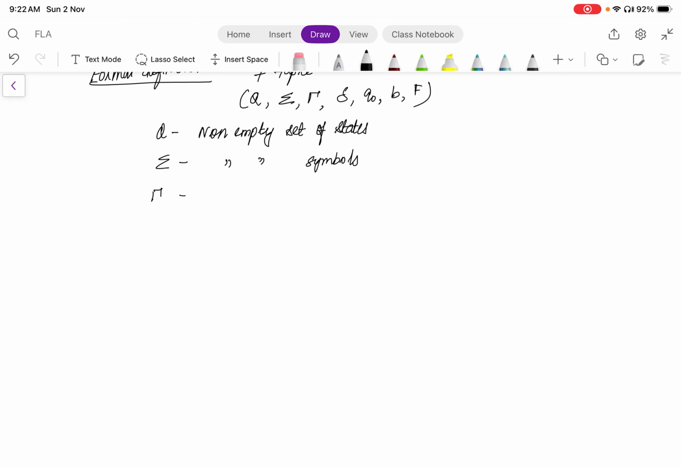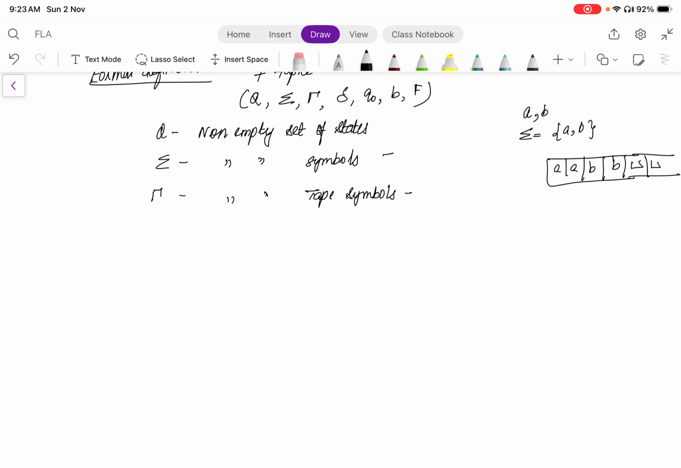Tau is your non-empty set of tape symbols. So input symbols are different from tape symbols. For example, if your string contains A and B, the input symbols are A and B. But the tape will contain A, B, and blank symbols also. And if you are replacing A with X and B with Y, then X and Y are also tape symbols. So what can be on the tape: A, B, X, Y, blank. All these are your tape symbols.